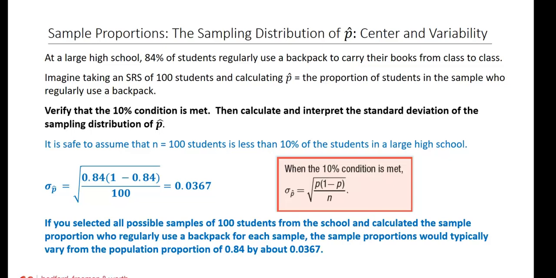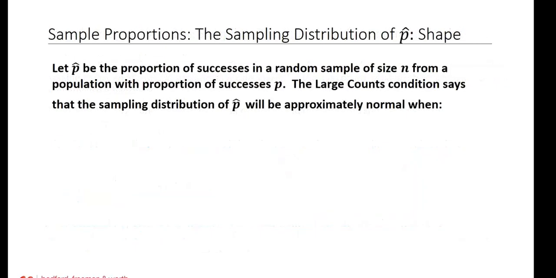So that's a little different cadence than what we're used to. We typically say standard deviation is the typical deviation from the mean. But this is, sample proportions would typically vary from the population proportion. We're not really going to the mean there. It's a population proportion of 0.84 by about 0.0367.